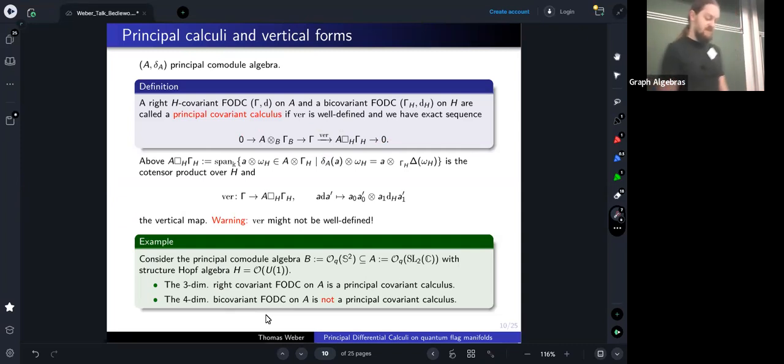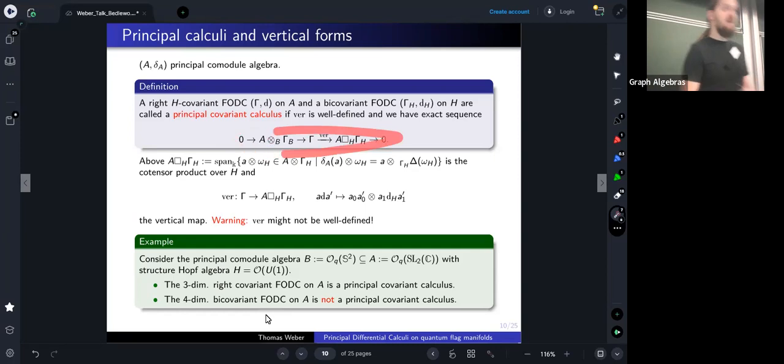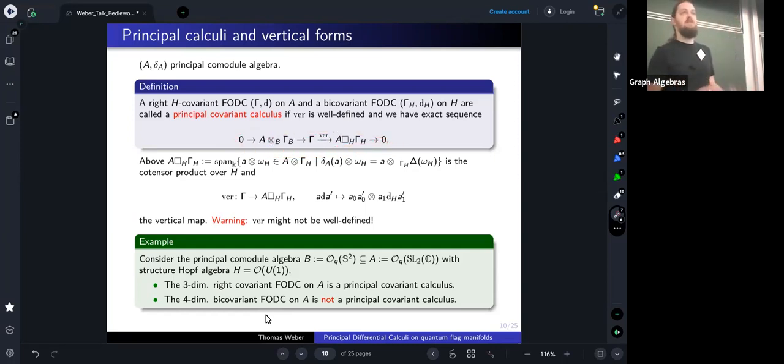Examples of this one, you will see on the next slide, will be the three-dimensional calculus on SLQ2, which is seen as a principal comodule algebra with the Podles sphere and the U1 coaction. And let me just mention that if you take the 4D calculus, so on the first slide, I told you that there are many choices. And so here on SLQ2, we have a 3D calculus, also a 4D calculus. And it turns out that the 4D calculus is kind of too big. So here you won't get exactness of the sequence, which might tell you that the 3D calculus is a better choice here.